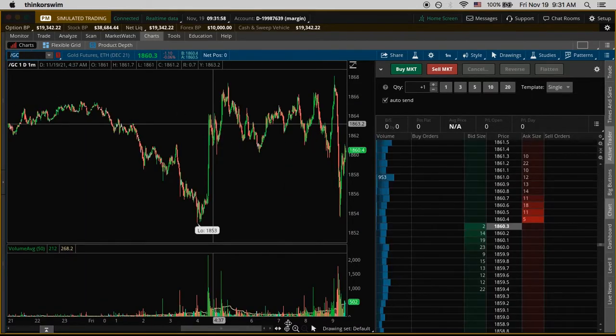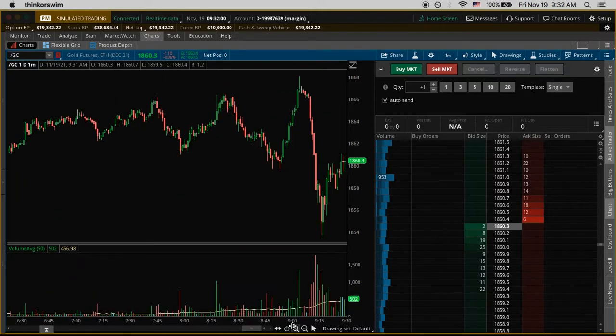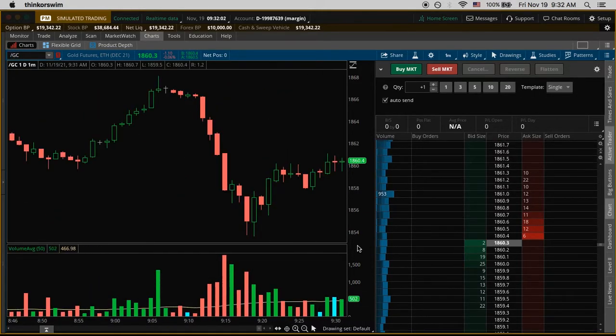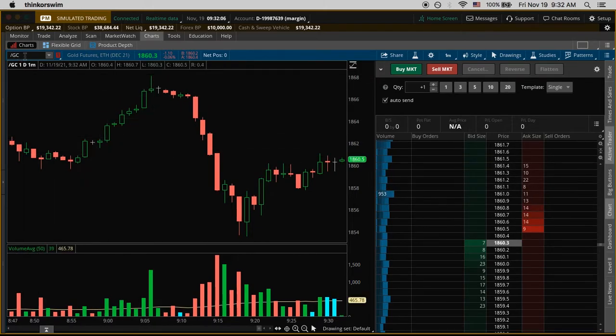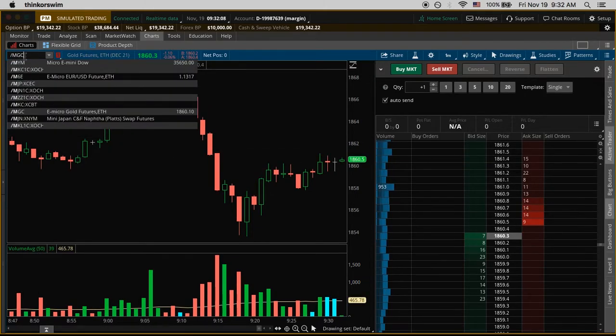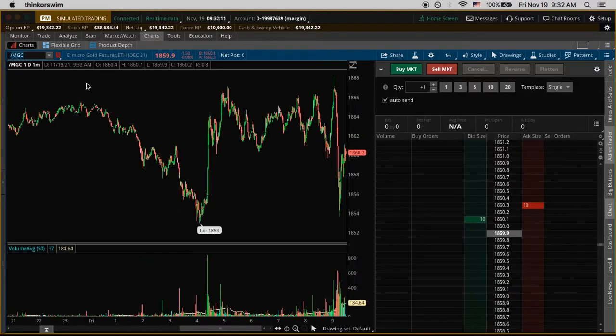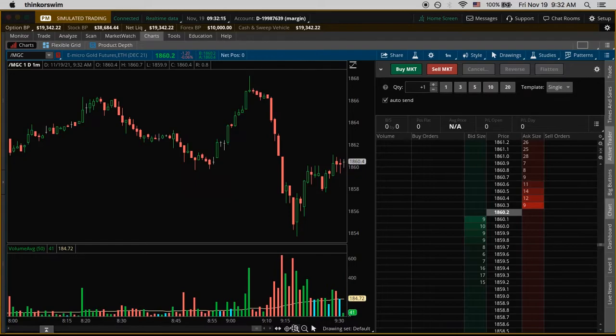And you can actually do this with other contracts as well. It's not just indexes. For example, this is gold. I typed in GC, but if you type in MGC instead, then it brings you to the micro gold futures contracts. And it's the same concept. It's just a smaller version.